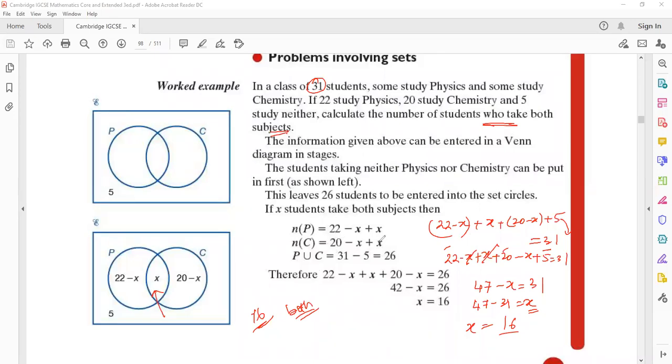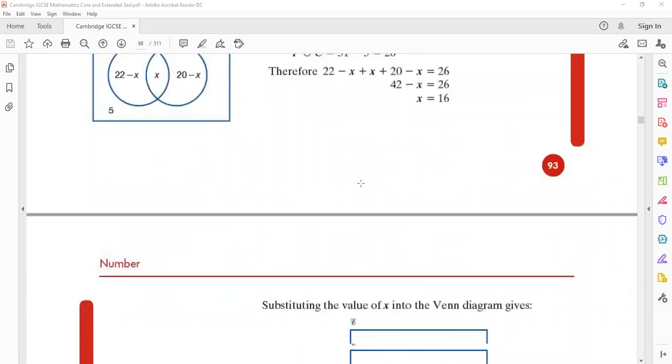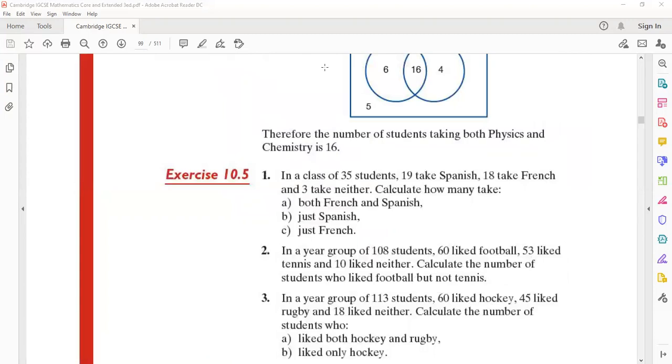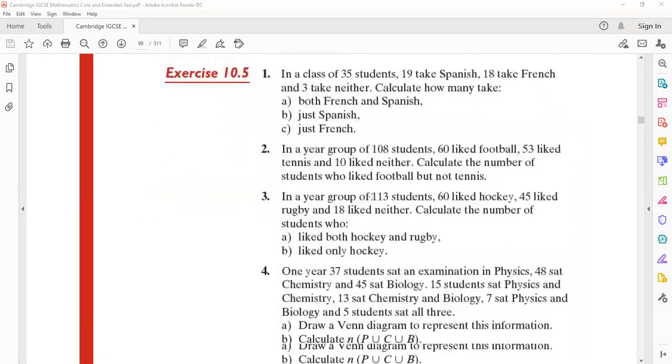When you are going to find how these values are coming, you have to generate this Venn diagram and draw it on your own, to see how the x values are coming. The framing of equations should come from the worked example. So let's start with another problem as well. Substitute the value. So exercise 10.5, we are going to start.